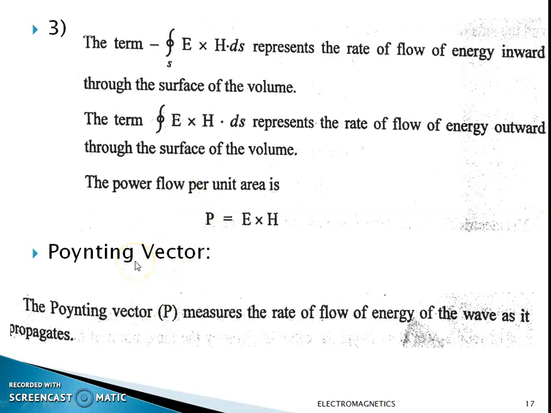Then next is the Poynting vector. The Poynting vector is represented by the letter P. It measures the rate of flow of energy of the wave as it propagates. That is, electromagnetic wave propagation is dealt with here. This is about the Poynting theorem and the Poynting vector.